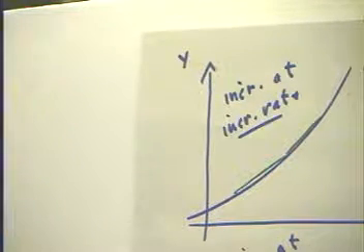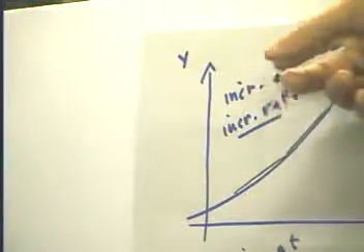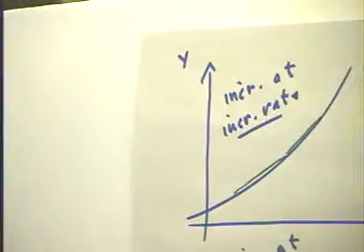The quiz for the day asks some questions about what it means to be increasing or decreasing at an increasing or decreasing rate. Specifically, one problem was, if a function is increasing at an increasing rate, then what is the sign of its first derivative and what is the sign of its second derivative?